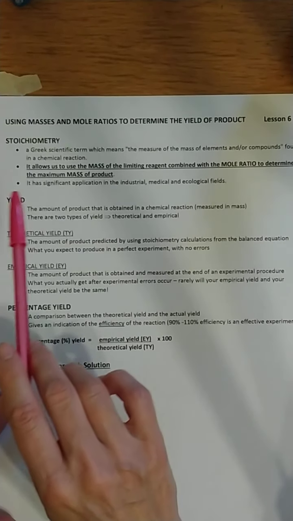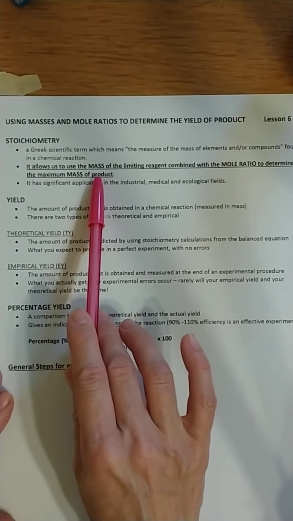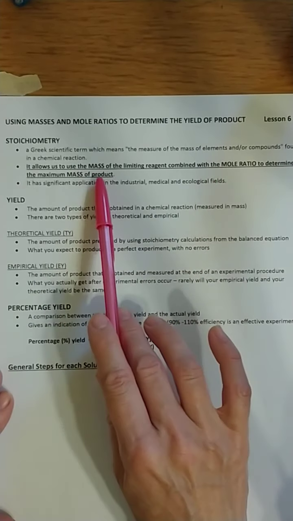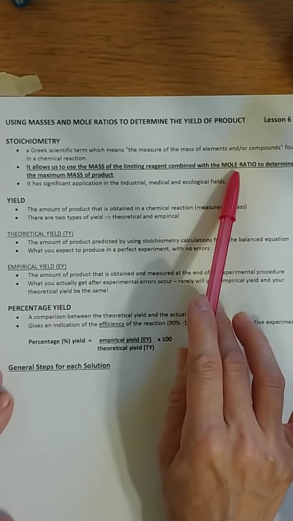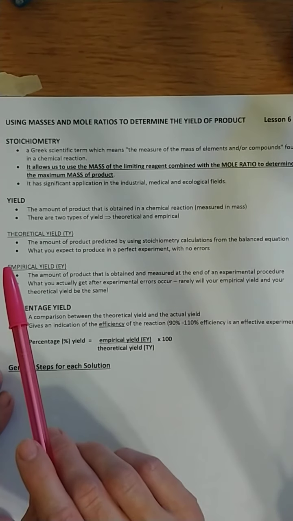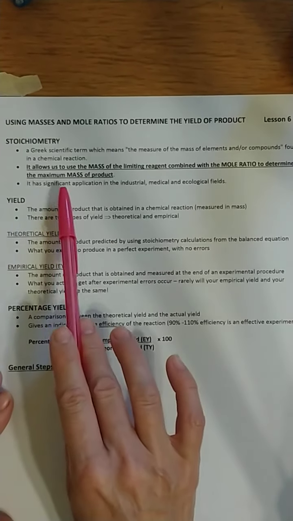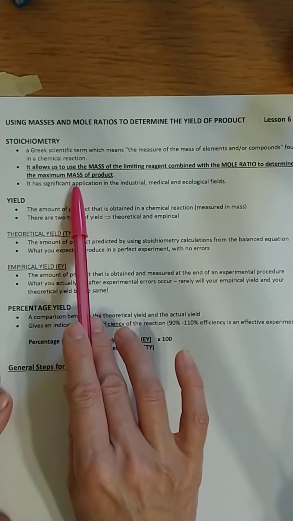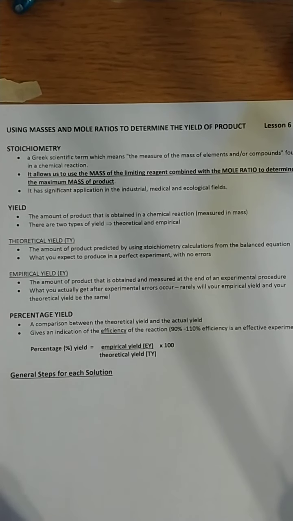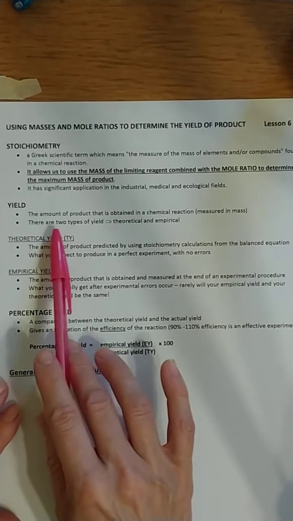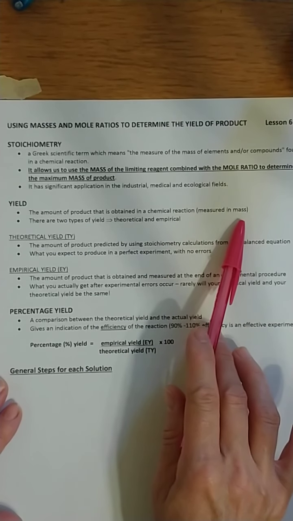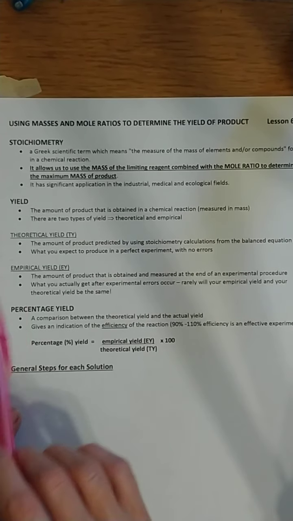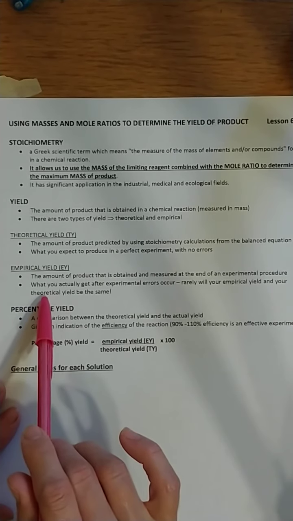So how this is going to work is you're going to be given the mass of the limiting reagent always. And then you're going to convert that mass into moles. Use the moles and the mole ratio to get to your moles of product. And then once you have your moles of product, convert it back into mass so that you have what's called a yield. So a yield is the amount of product that you obtain in a chemical reaction, and it's measured in mass. There are two types of yield, the theoretical yield and the empirical yield.